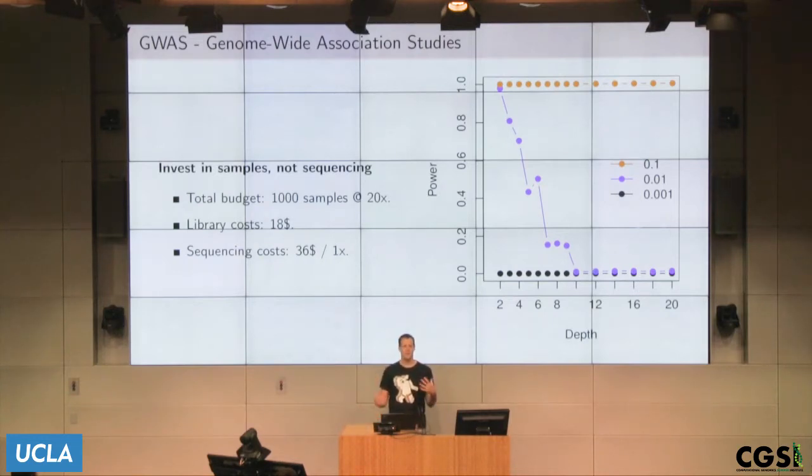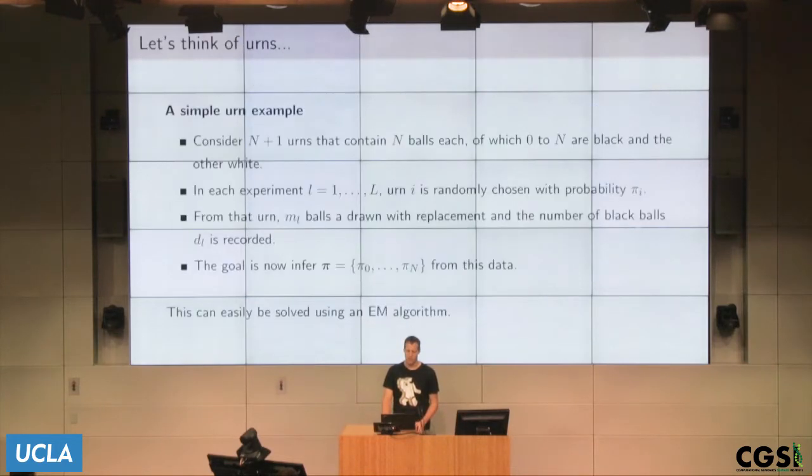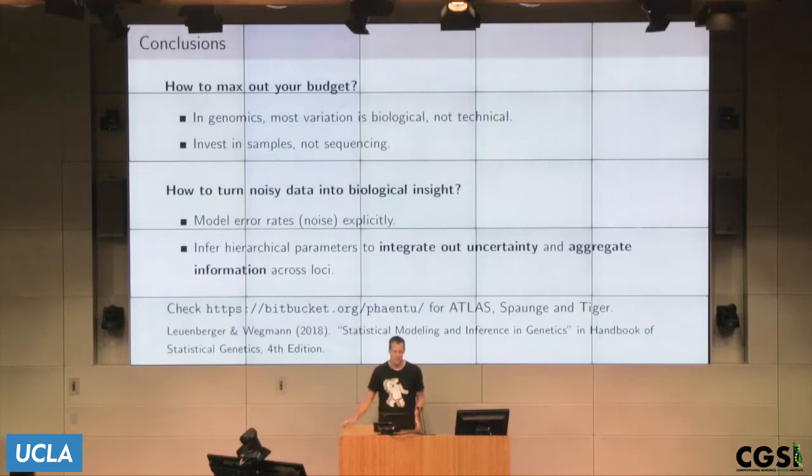So my take home therefore is, if you build in ways to account for genotype uncertainty in your models, you can actually manage to lower costs or improve the amount of information you can extract from data, simply because you can take into account biological variation rather than technical variation.